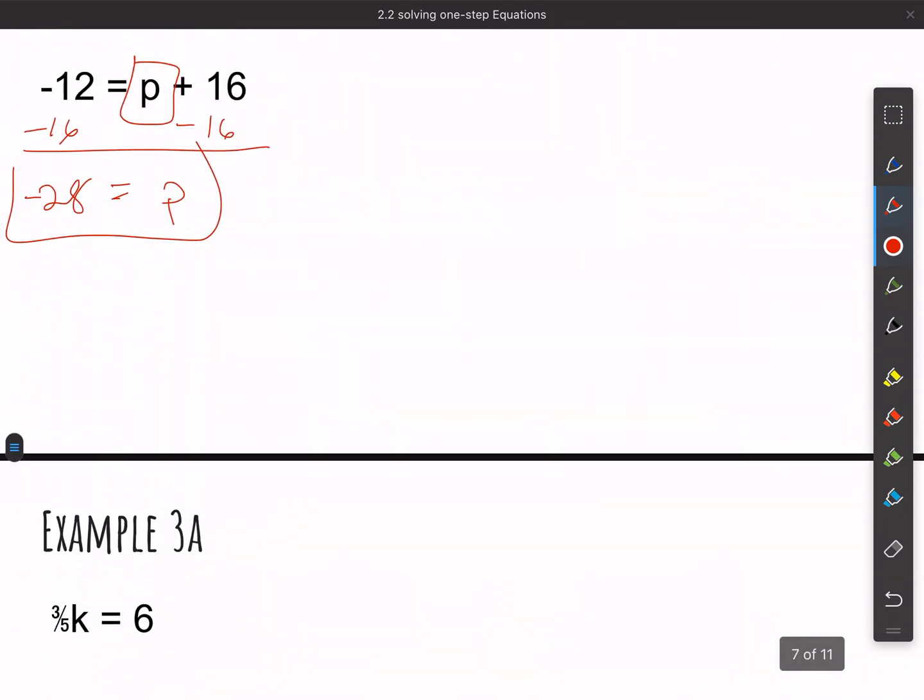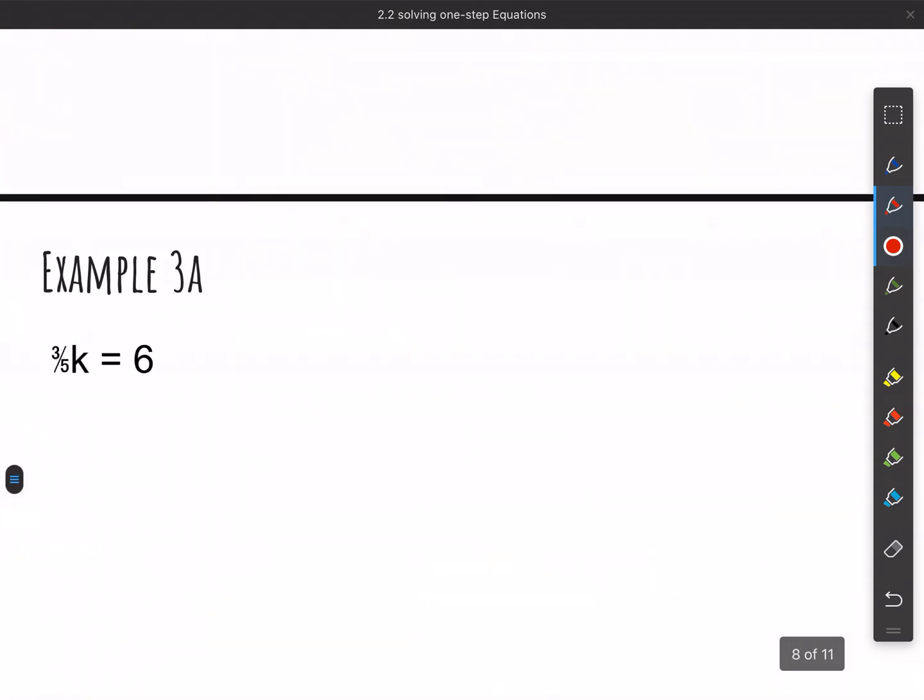All right, then for example 3, we get into some fractions, which makes it look a lot more scary. But really, it's not that bad, guys. So here, a couple ways to think about this. First of all, I always like to explain what's really happening here. We have a fraction, which is a division problem, but it's being multiplied by my k, my variable, because it's right next to it, right? So this is a multiplication piece. 3/5 is being multiplied by k.